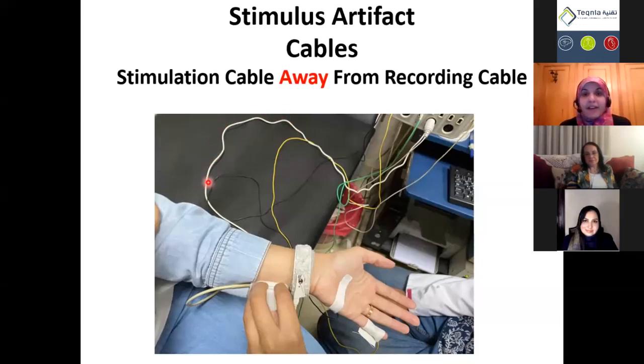And another very, very effective trick is to rotate the anode. You have a cathode and an anode. This is the cathode and this is the anode. When you change the anode while keeping the cathode in place, we don't want to interfere with the stimulation point. We just want to change the field. So we want to move the anode just a bit to the right and just a bit to the left. This helps greatly to reduce the stimulus artifact.